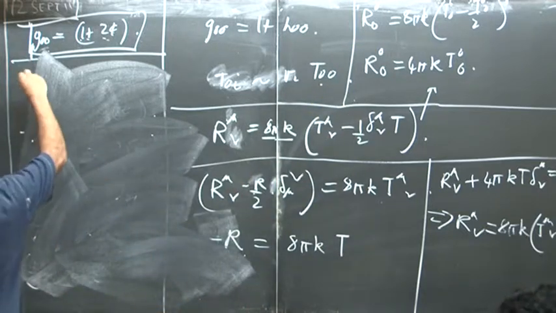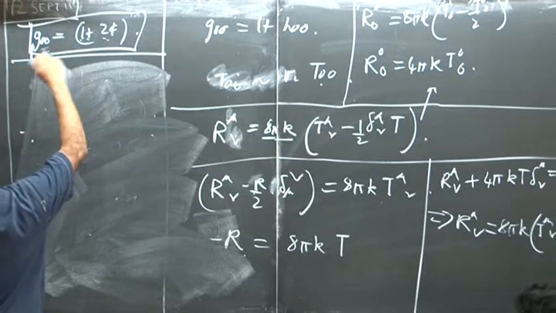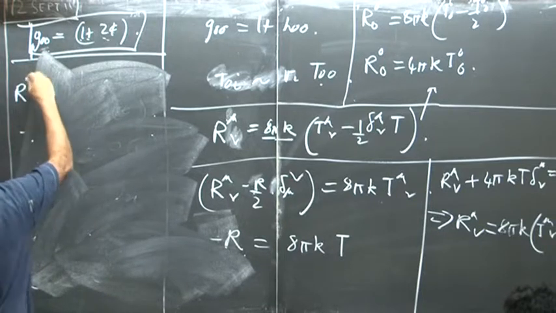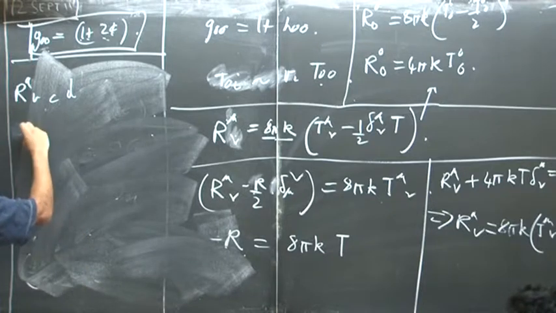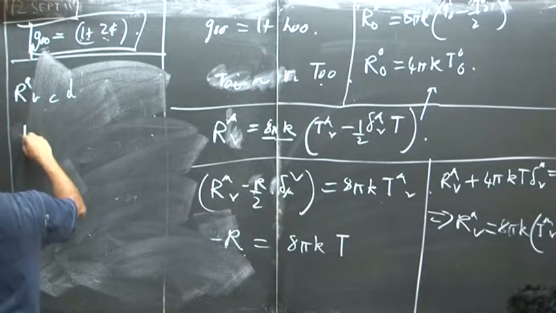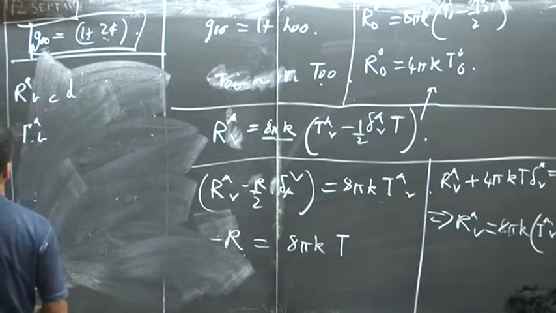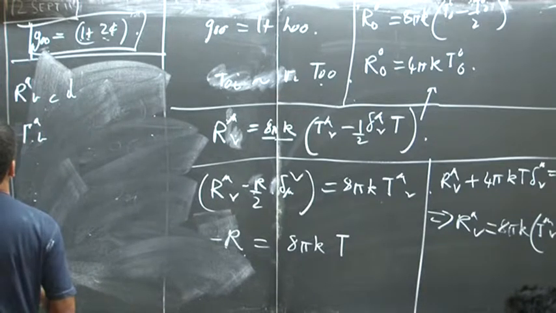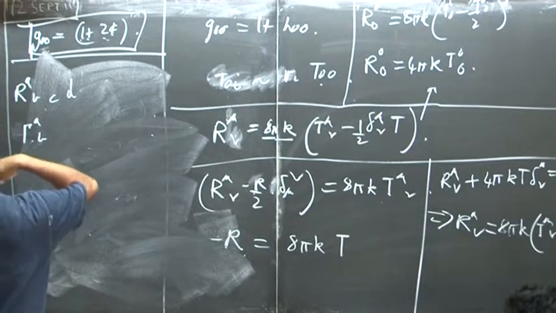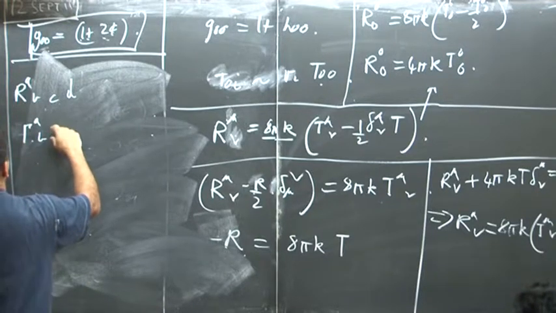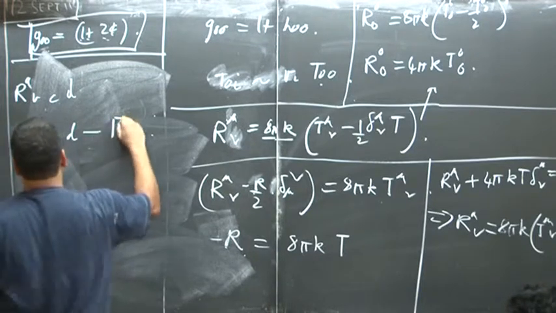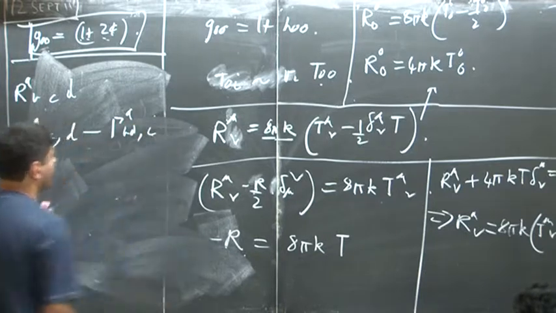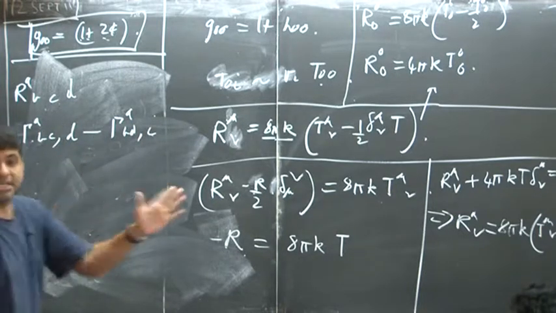So firstly, let's remember the formula for R a b c d. So the formula of R a b c d was what? It was gamma a b, and then we had c comma d minus gamma a b d comma c plus terms that are quadratic in gammas.